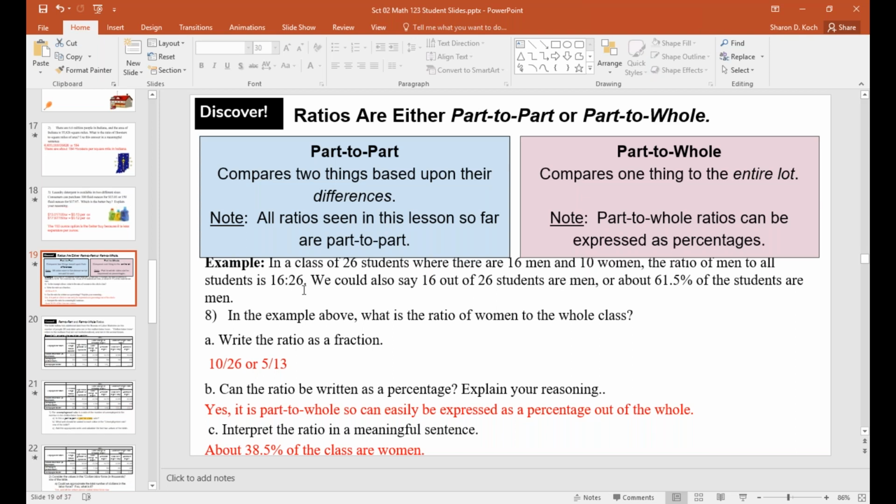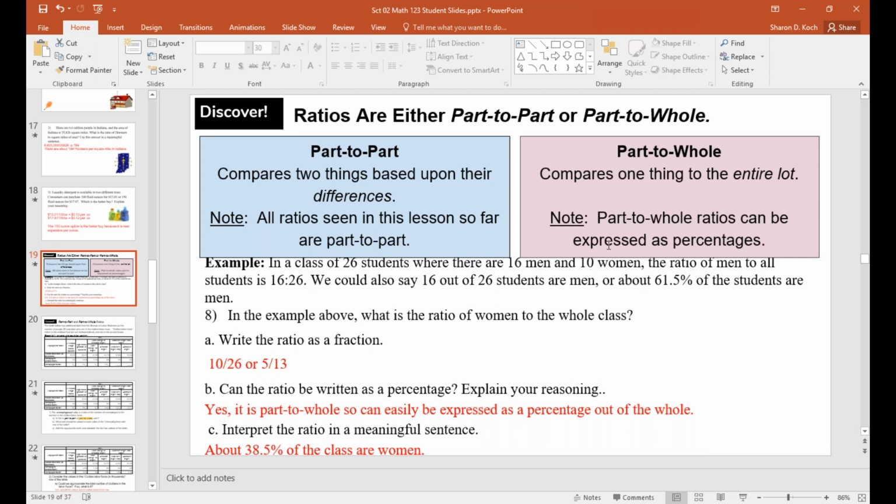So let's take a look at this example here. In a class of 26 students where 16 are men and 10 are women, the ratio of men to all students is, so now look at how this ratio is written, men to all students. So men is first, so 16 is my first number, and that's going to be divided by 26, all students. Okay, so if I divide that out, I'm going to get 0.615.